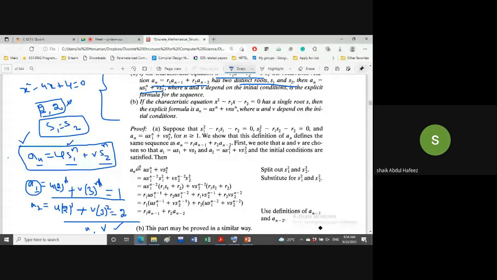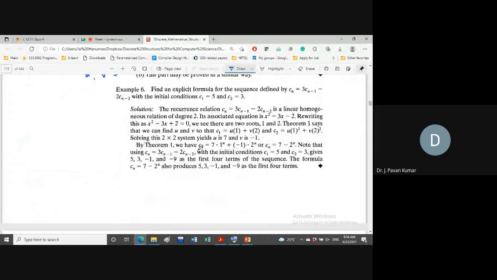Now let us consider this as the recurrence relation. How many terms we are having in the RHS? 2 terms. So it is a linear homogeneous recurrence relation of degree 2. Now we have already initial conditions: C1 is equal to 5, C2 is equal to 3.